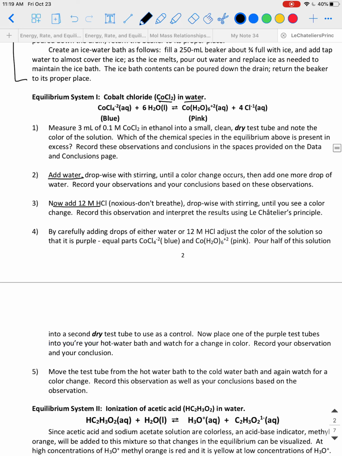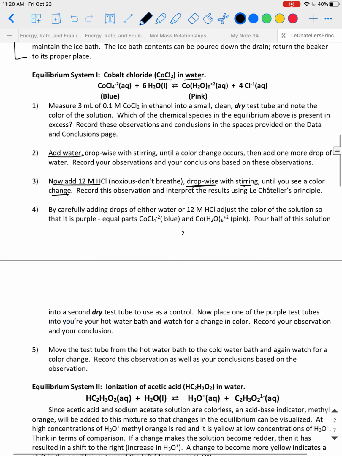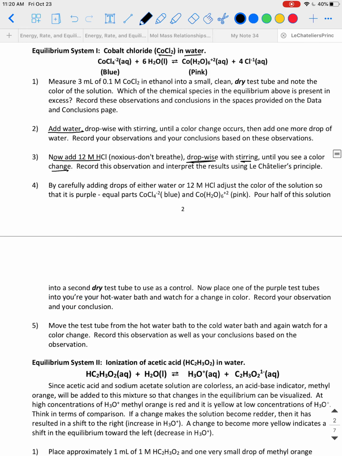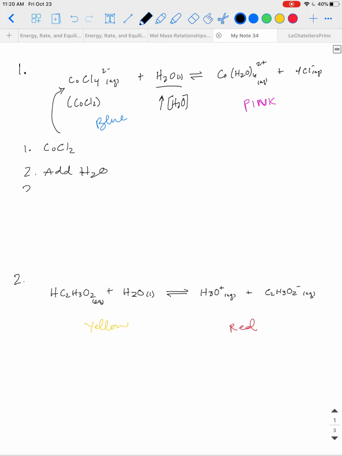Go back up here. Now you're going to add 12 molar HCl. Drop-wise, drop by drop. You're not going to squeeze a bunch in there, just drop by drop, and you'll swirl. It says stirring. You really don't have anything to stir. You just swirl it until you see a color change. Then you record your observation. After you've done that, okay?